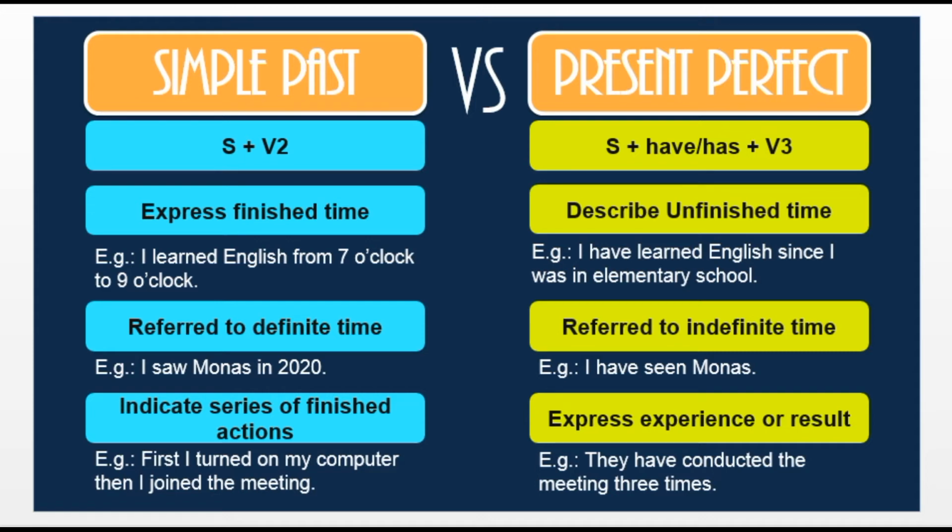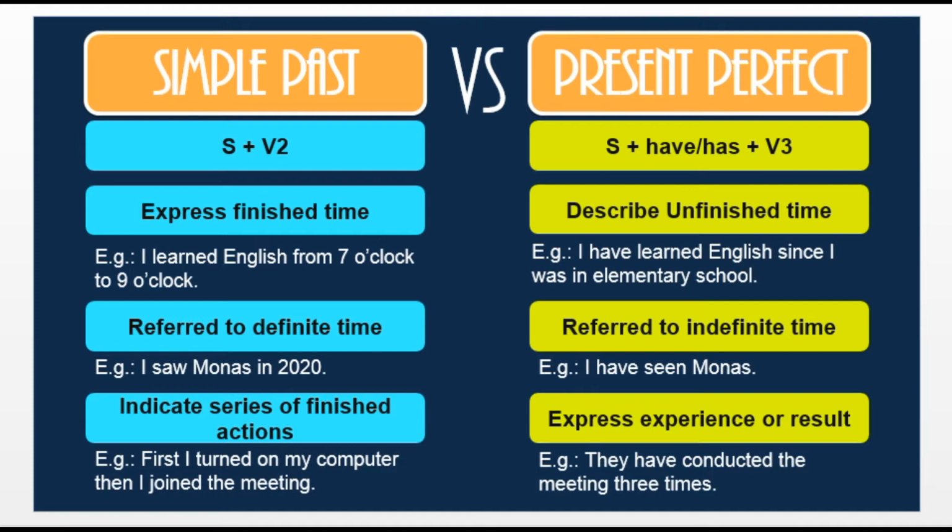In simple past, we have subject followed by verb 2. In present perfect, we have subject followed by have or has and verb 3. Simple past tense is used to express finished time. For example, I learned English from 7 o'clock to 9 o'clock. It means that I do not learn English right now because I've already finished learning it. But present perfect is used to describe unfinished time. For example, I have learned English since I was in elementary school. It means that I started to learn English when I was in elementary school and now I'm still learning English.